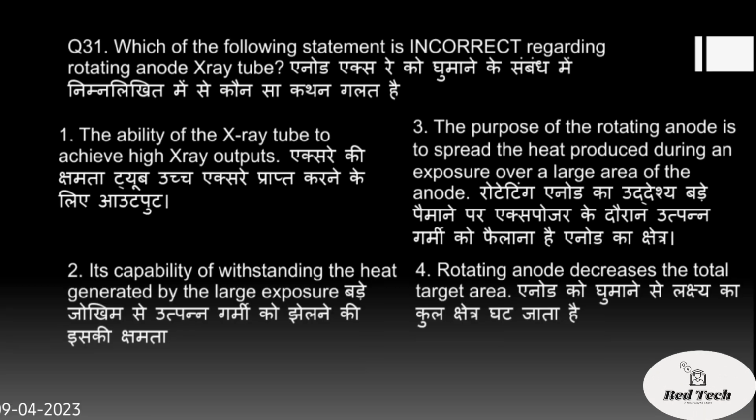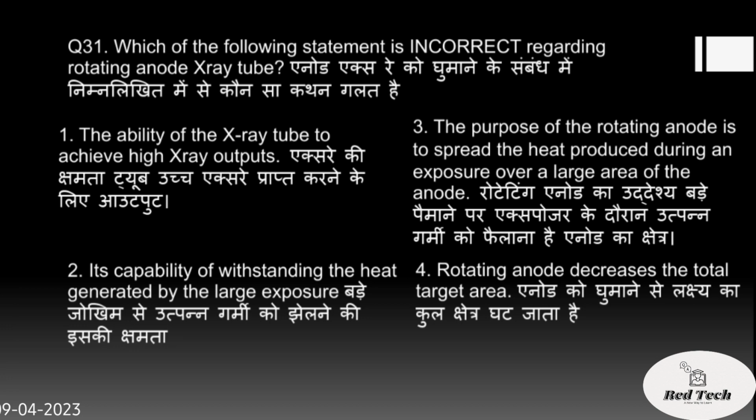Number 31. Which of the following statements is incorrect regarding rotating anode X-ray tube? So you have to tell the incorrect statement regarding the rotating anode X-ray tube. Option number 1 is the ability of the X-ray tube to achieve high X-ray output. Option number 2, its capability of withstanding the heat generated by large exposure. Option 3 is the purpose of rotating anode is to spread the heat produced during an exposure over a large area of the anode. Option 4 is rotating anode decreases the total target area.